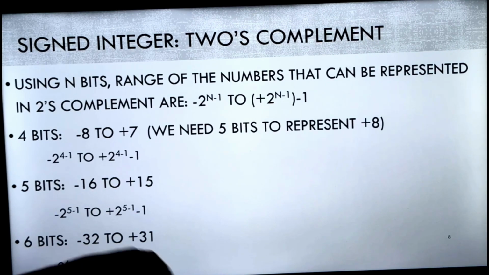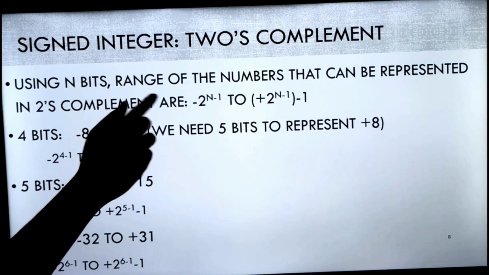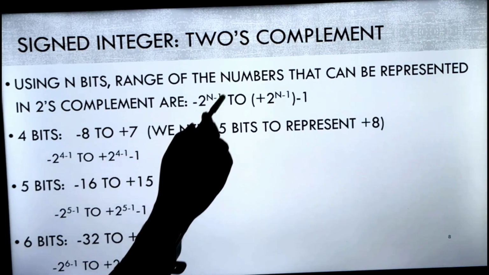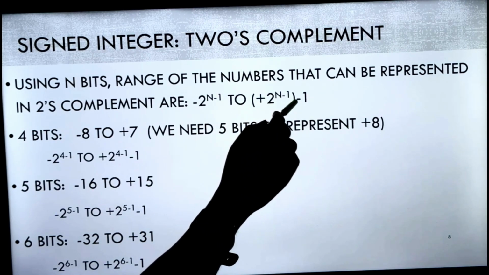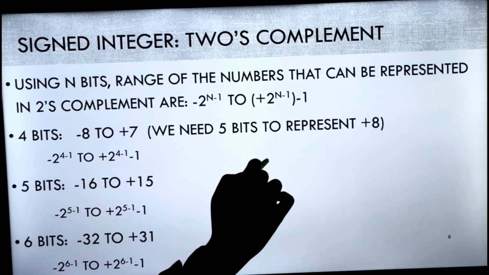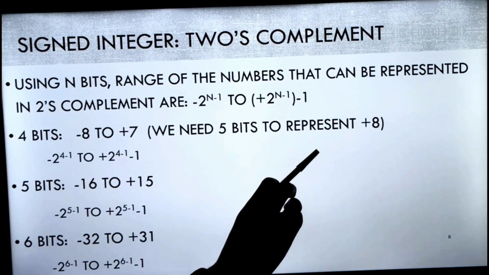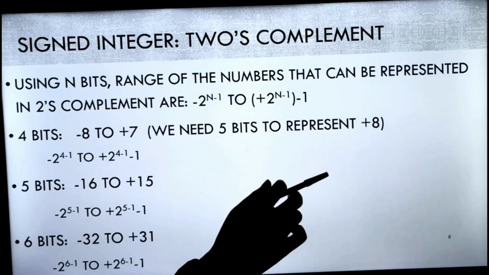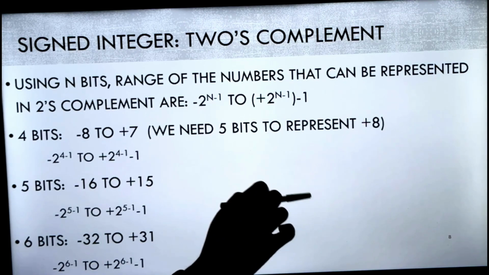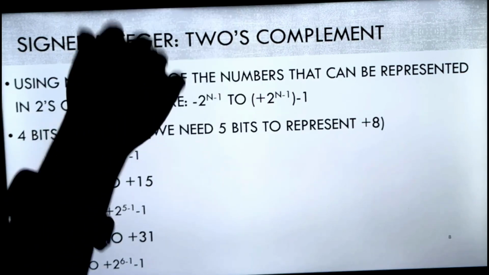We have to remember some points. Using n number of bits, the range of numbers that can be represented in 2's complement is minus 2 to the power n minus 1 to plus 2 to the power n minus 1, minus 1. If I give you 4 bits, for unsigned, how many numbers can you represent? 0 to 15, 0 0 0 0 to 1 1 1 1. So in total there will be 16 different representations.